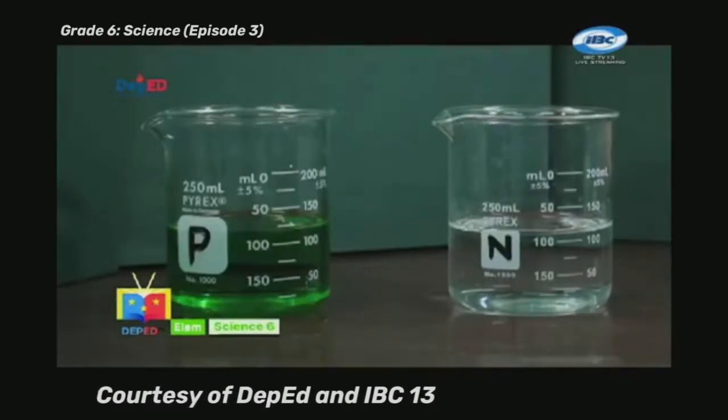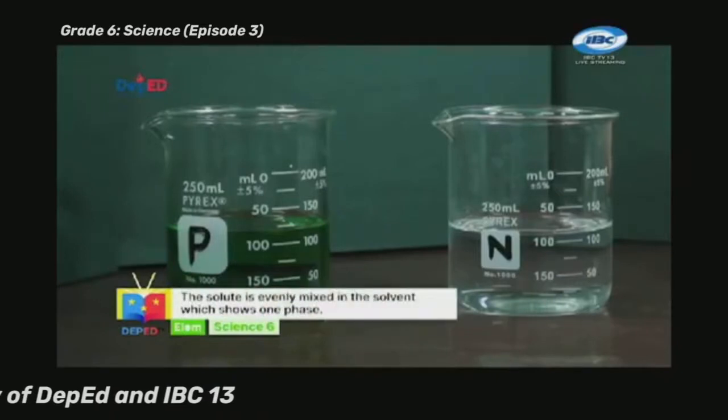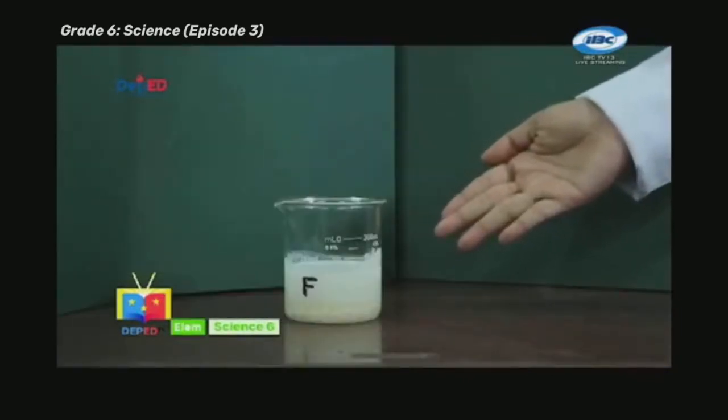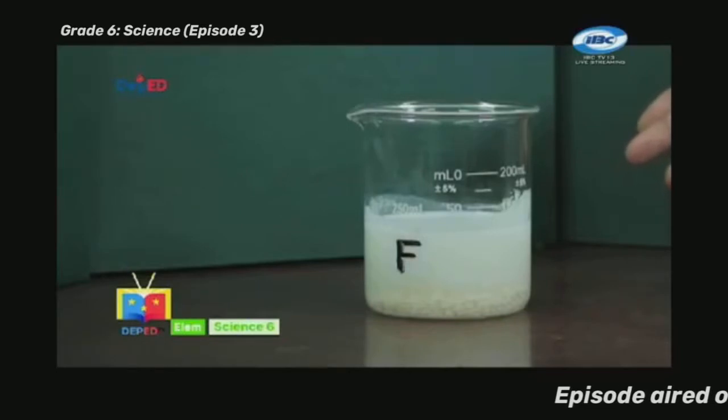Why are these two containers an example of solution? Right! The solute is evenly mixed in the solvent, which shows one phase. Why is container F not a solution? Excellent! What's inside container F is not a solution because the solute is still visible.